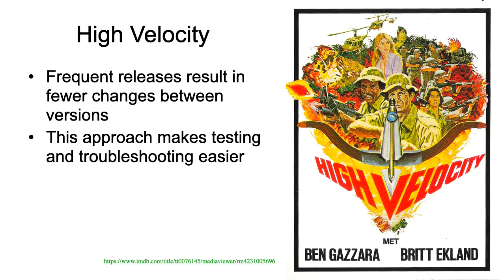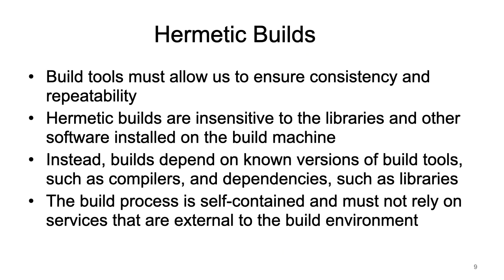So, frequent releases result in fewer changes between versions. This approach makes testing and troubleshooting easier. And of course, hermetic builds. Build tools must allow them to ensure consistency and repeatability.